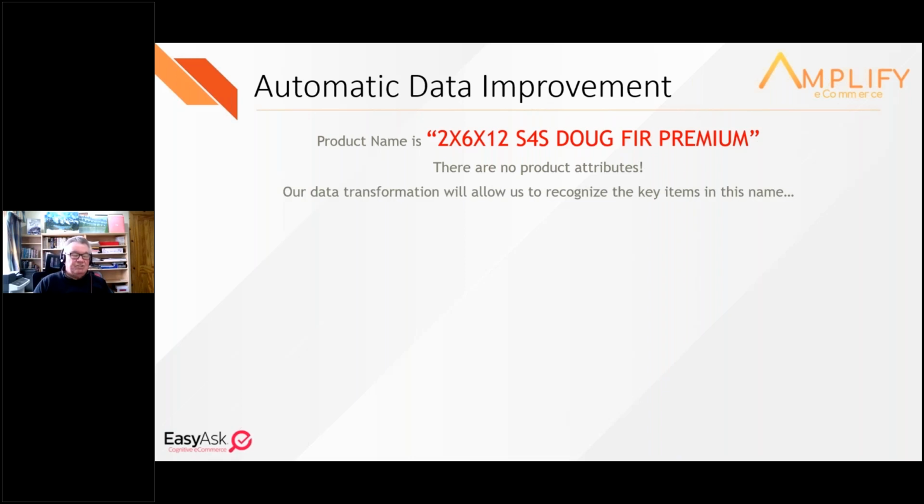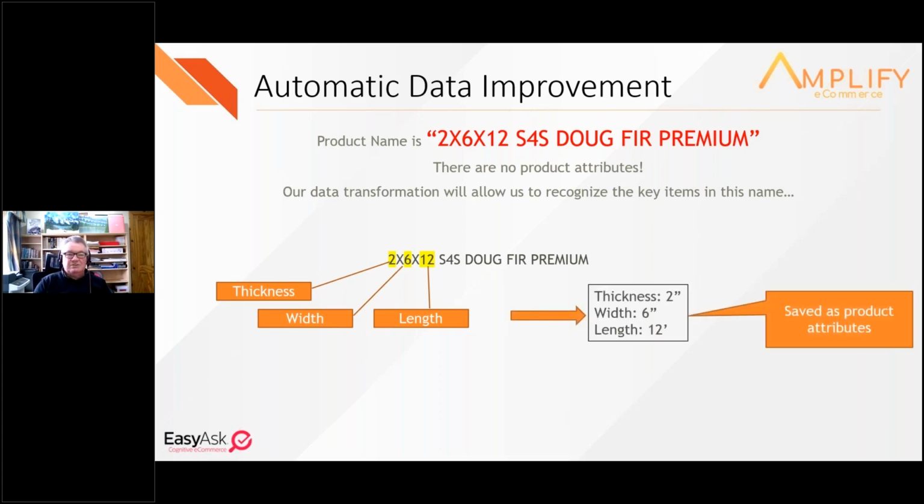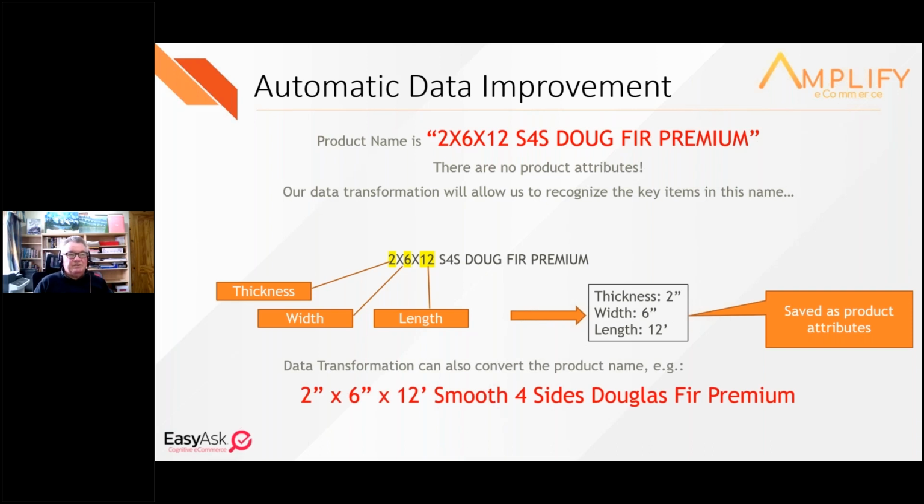Our data transformation tool will allow us to recognize these key items in the product name. So the 2 we know is a thickness, the 6 is a width, we know the 12 is a length, and we know that because of pattern matching and the way that it's been laid out. We can take those and turn them into product attributes. So we can go from having no attributes to having, in this case, three brand new attributes. And of course, we can change the product name as well. So we can change it to something far more readable by expanding those abbreviations and acronyms.